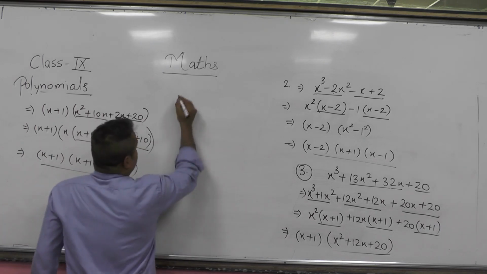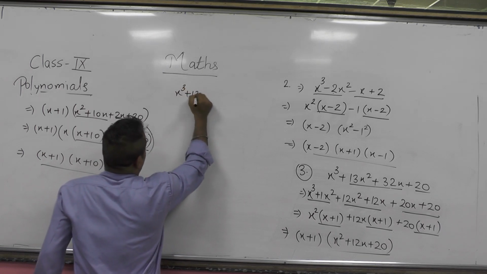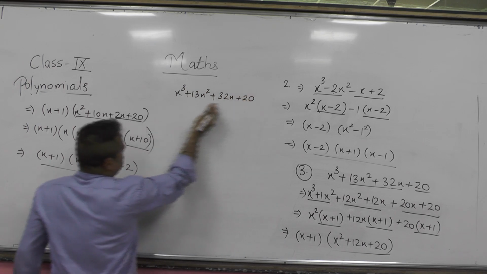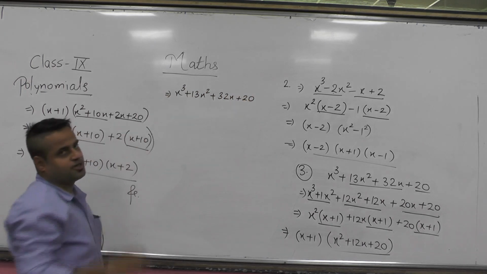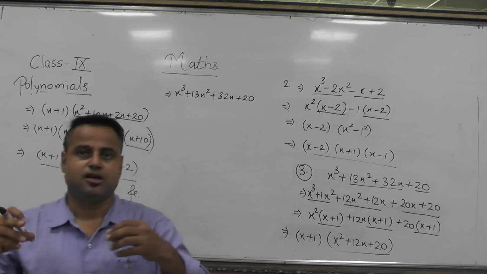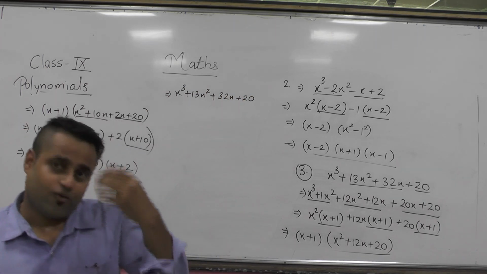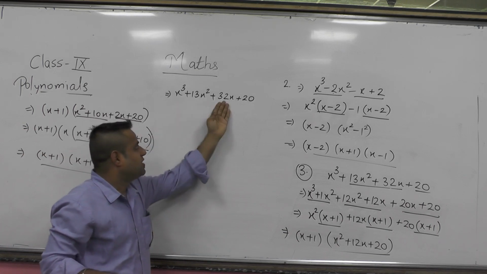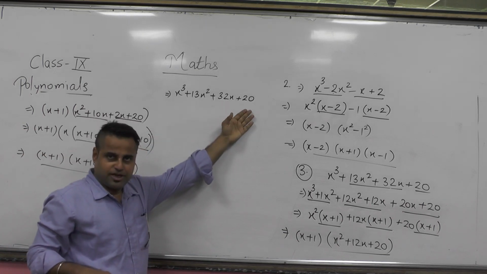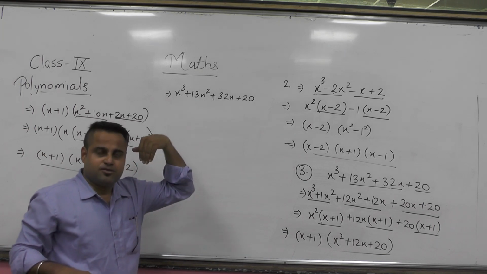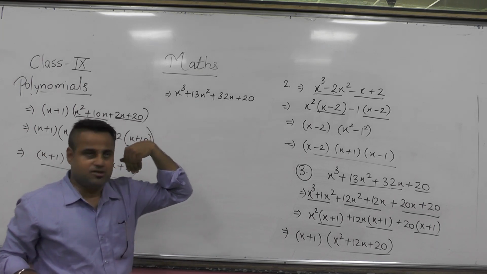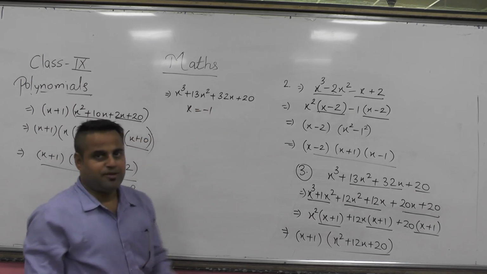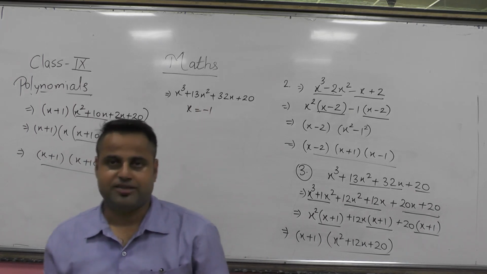See, x cube plus 13x square plus 32x plus 20. Since all terms are positive here, if we put any positive value here, it will result in a greater positive number. So to avoid that, suppose we put 0 here, so these 3 terms become 0 and this results in 20. If we go further back from 0, we can get negative numbers. So first we are trying to put minus 1 here, the number just before 0.